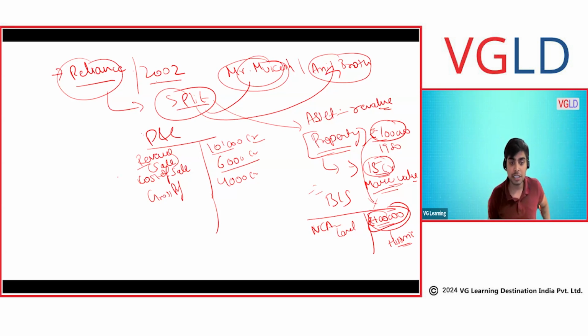So just like this, let's say Mr. Mukesh Ambani has a property in his balance sheet of 1 crore. Now this property had a market value of, let's say, 6,000 crore.